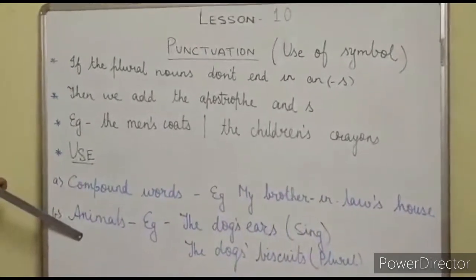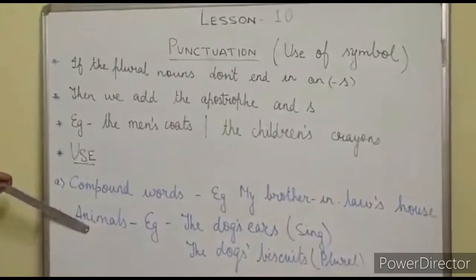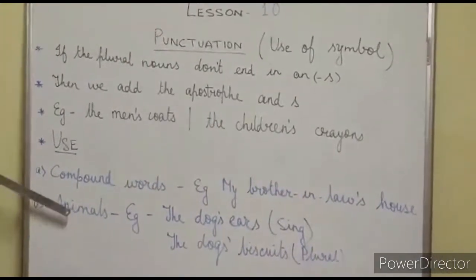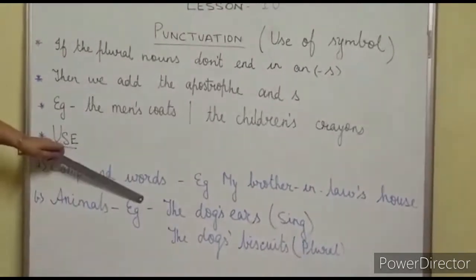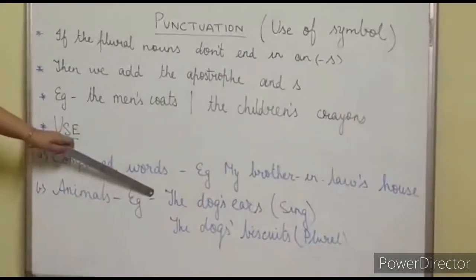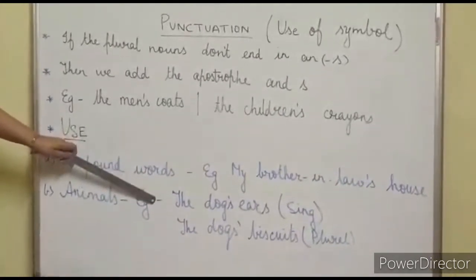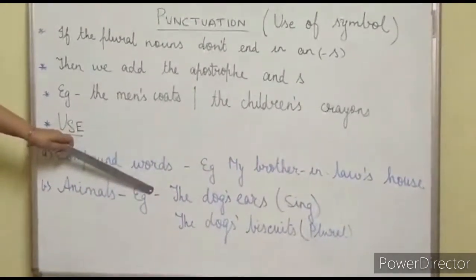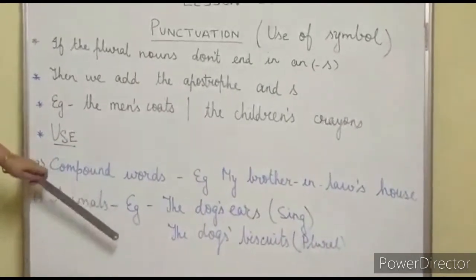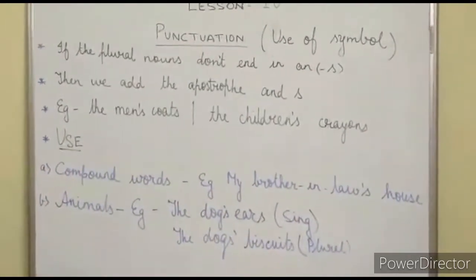With animals. But here we have to keep in our mind, students, the singular form and the plural form. Dog, and the plural is dogs. It is ending with S. So when it is singular, the apostrophe will be before S. So it is the dog's ears, and in the plural, it is after S. So it is dogs' biscuit.